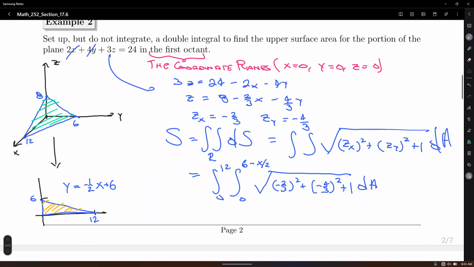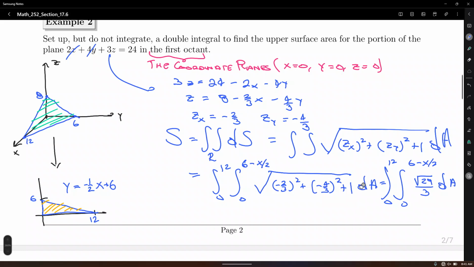Well, wait, no. What did I get in my? Yes, well, I'll just give you the simplified result. 0 to 12. 0 to 6 minus x over 2, that is the square root of 29 over 3 dA. And again, they're not asking us to evaluate this double integral. I mean, we don't need to spend a lot of time evaluating a double integral that is somewhat simple to evaluate, all right? Yes? Would it be dy dx and dA?